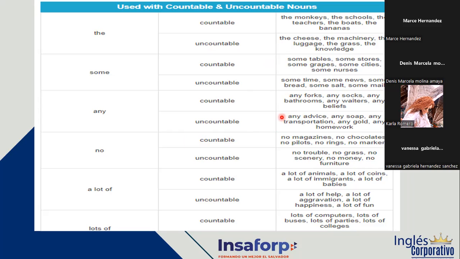Thank you very much. Vanessa Gabriela, let's go with no. No countable. No magazine, no chocolates, no pilots, no rings, no markers. Okay. No uncountable. No travel, no trouble, no grass, no scenery, no money, no furniture. Okay, let me see, Saul. A lot of animals, a lot of coins, a lot of immigrants, a lot of babies. Okay. A lot of uncountables. A lot of health, a lot of aggravation, a lot of fun. Okay, now let's see Rina Margarita.